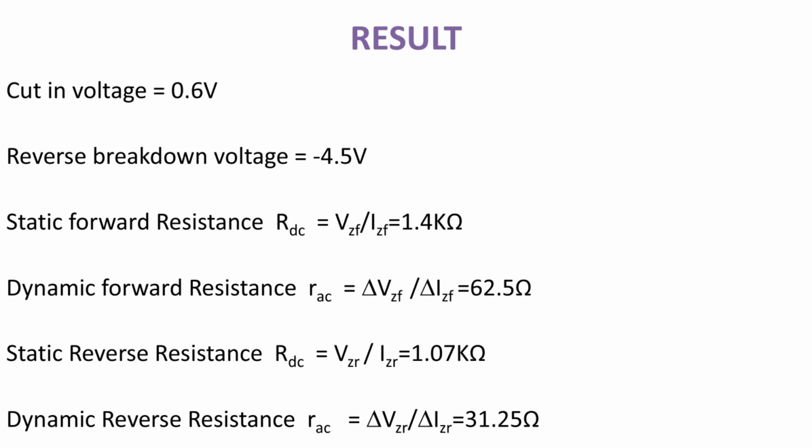Result. From the forward bias characteristics, cut-in voltage is 0.6 volts. Reverse breakdown voltage is minus 4.5 volts. Static forward resistance RDC is 1.4 kilo ohms. Dynamic forward resistance RAC is 62.5 ohms. Static reverse resistance is 1.07 kilo ohms. Dynamic reverse resistance is 31.25 ohms.